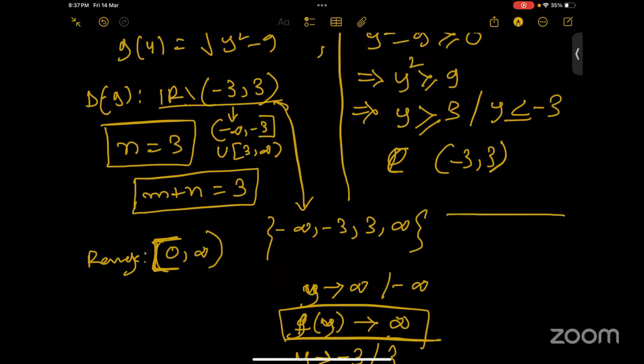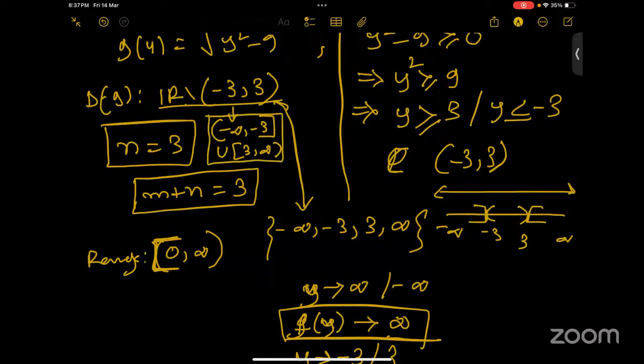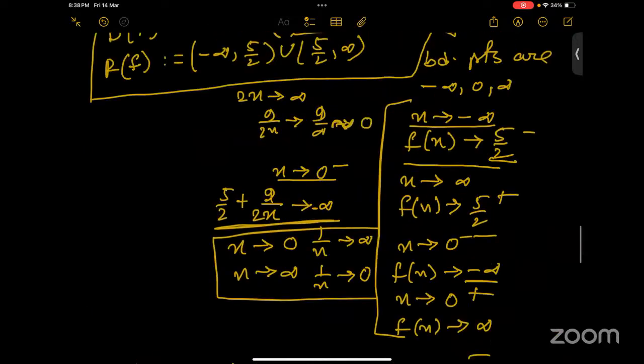So we have the number system. Suppose this is minus 3 and this is 3. From the whole line, we are excluding this portion. So what is the remaining portion? This. Correct. So this set is basically the same as this. So we are including 3 and minus 3 in our domain. That is why we are also including 0 in our range. Got it? Sure. Okay. Now, what about the 10th question?